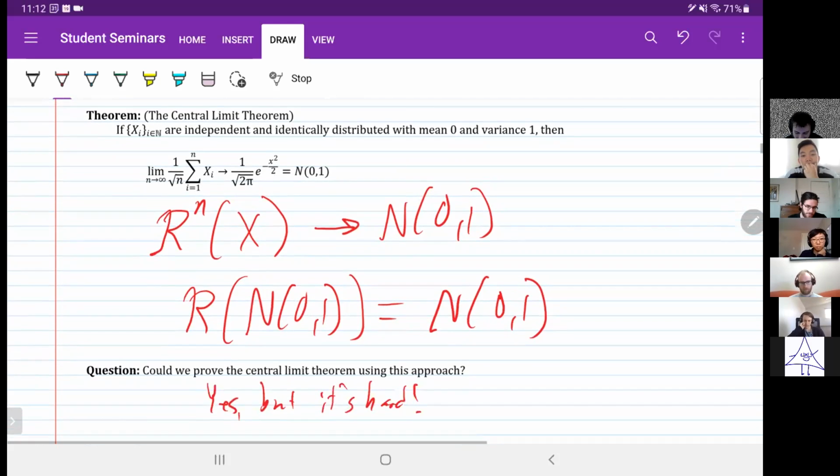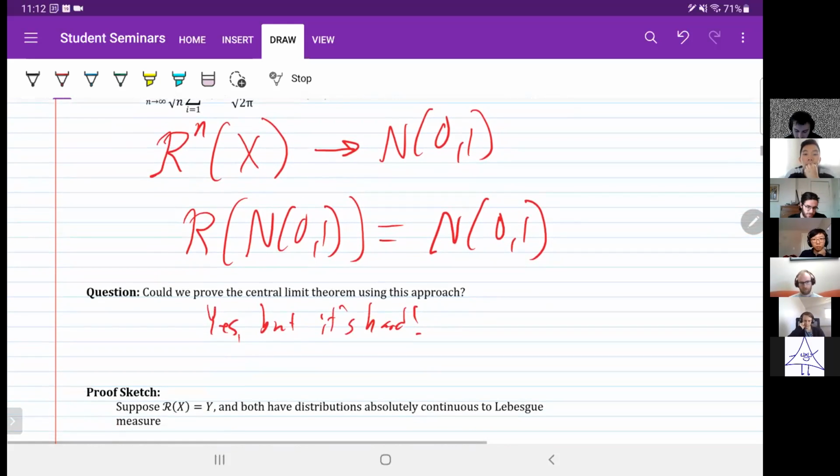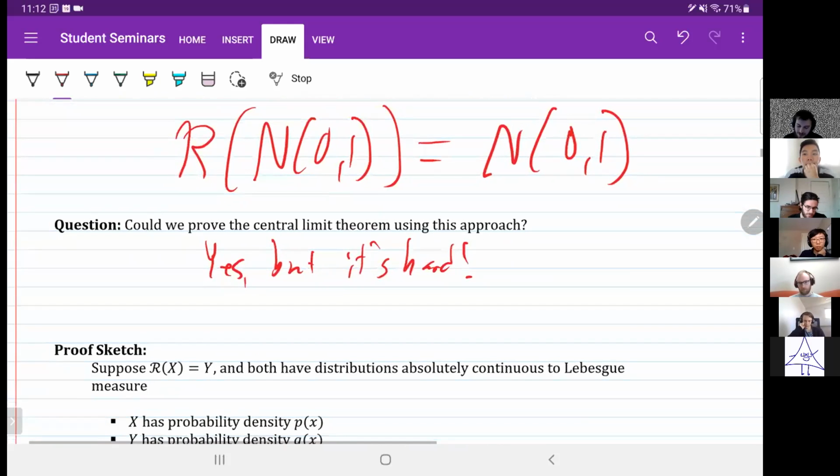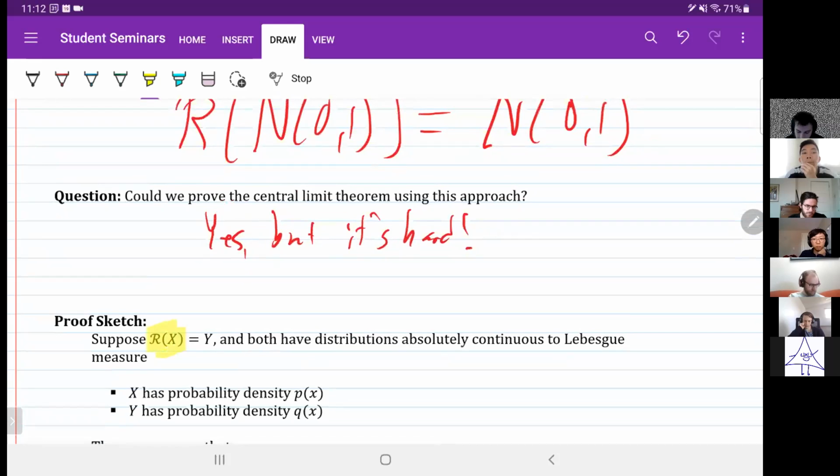So let's go through how we would do this. To make our lives a little bit easier, I'm going to make it so that my random variables are absolutely continuous with respect to Lebesgue measure, which is to say they just have probability densities. And I'll think about renormalization as an operator on densities instead of on probabilities, or on some sort of abstract measure.